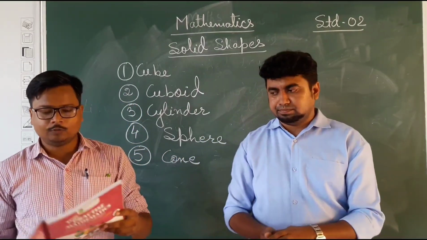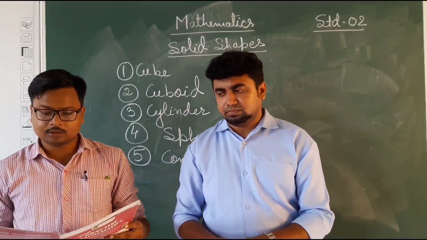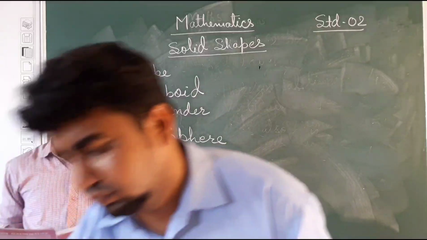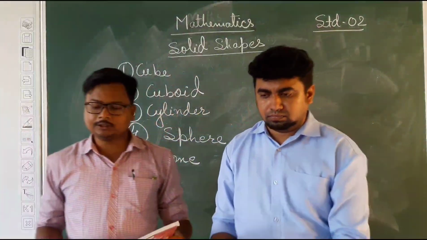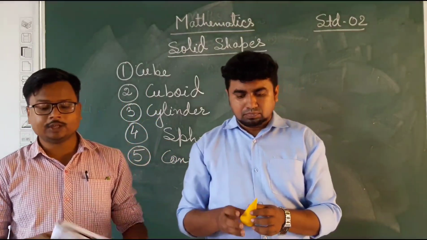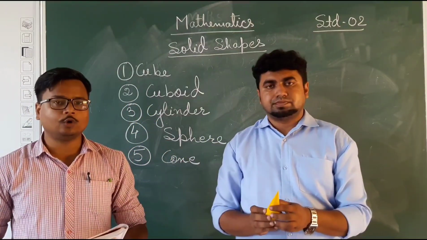Now let us move to our next one, but before that let us see the examples of sphere. Football, orange and globe. These are the examples of sphere. Now let us start with the next one, that is number 5, cone.